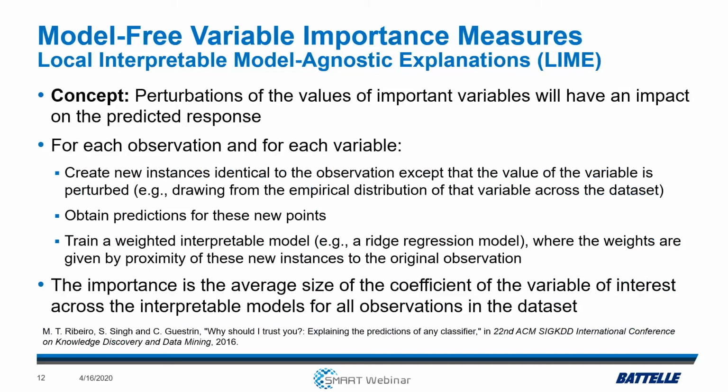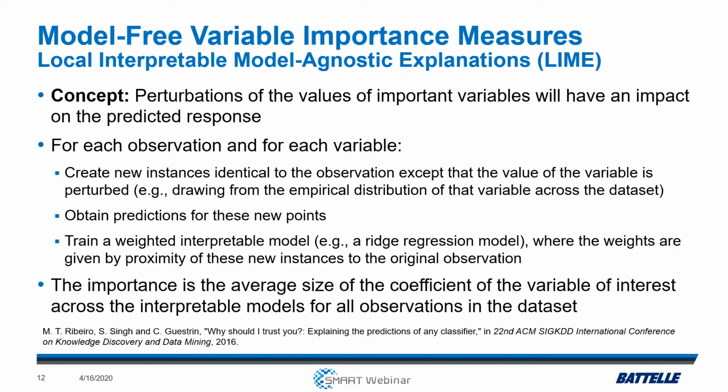Both of the next two methods, this first one's called LIME, for Local Interpretable Model Agnostic Explanations. Both of these methods, the goal is really to look at a specific observation and understand why it got the prediction that it did. So we're looking at local behavior in the black box function, just right around one of the observations in the data set.